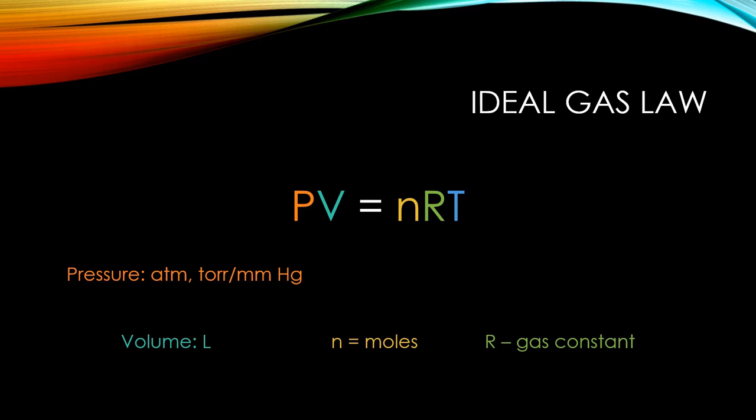And finally, T stands for temperature. And the important thing to remember when you're talking about gas laws is that we want to use Kelvin temperature. The reason for this is that these relationships between different parameters and the ideal gas law only work if you use Kelvin temperatures.